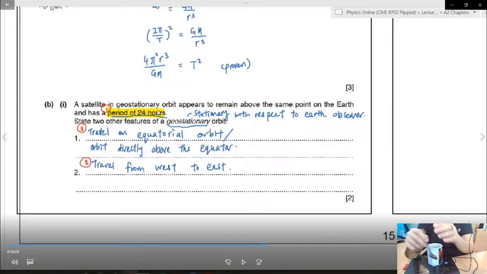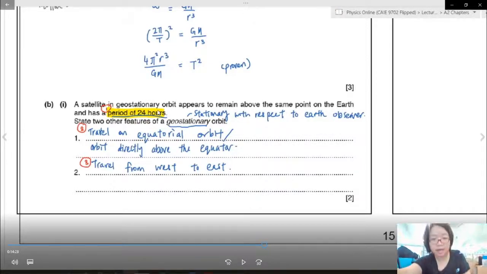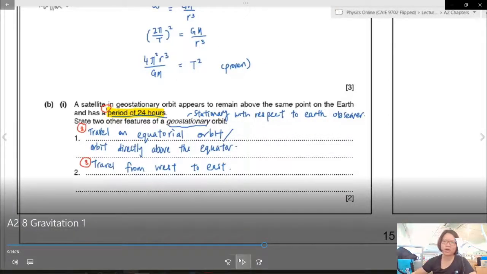The equator here is not the geographical equator. Anywhere can be the equator. Think about the sphere: the thickest part would be the equator. All right, and it has to travel from west to east, because the sun rises from east to west, so the Earth is rotating from west to east. Go and think about it, or come and talk to your teachers.